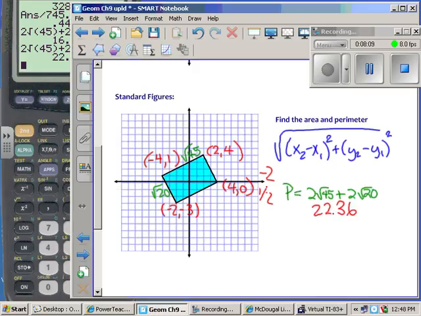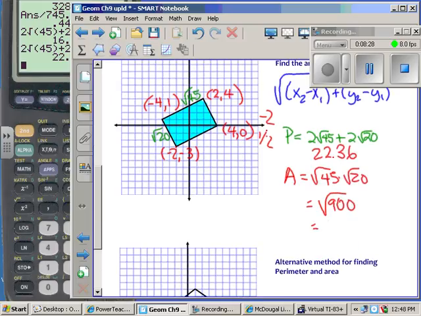Okay? My area, how do I find area? Base times height. Square root of 45 times square root of 20, which is a square root of 900, which is a nice even perfect square. What's the square root of 900? 30. Right.